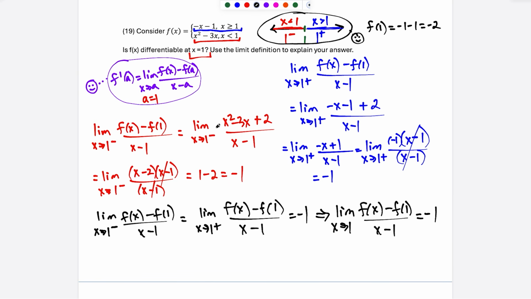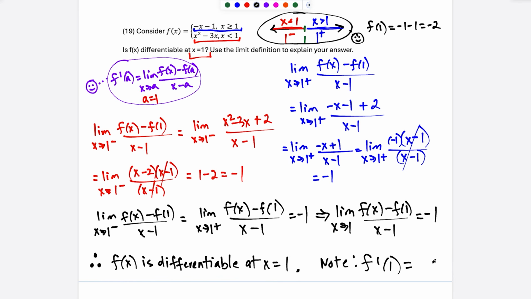So what does this imply? Since that limit exists, this tells us that our function f of x is differentiable at x equals 1. And then we could say f prime of 1 is equal to negative 1. Now, if I want to say one extra thing here, I'm just going to note that f prime of 1 is equal to negative 1. So this would be the exact value of the derivative for our piecewise function at x equals 1.